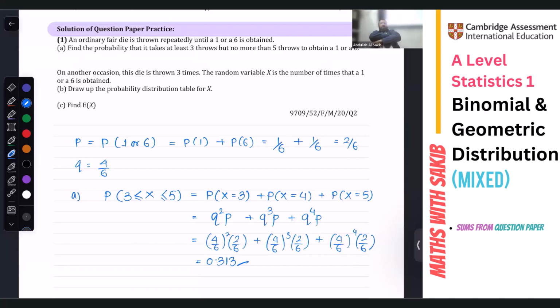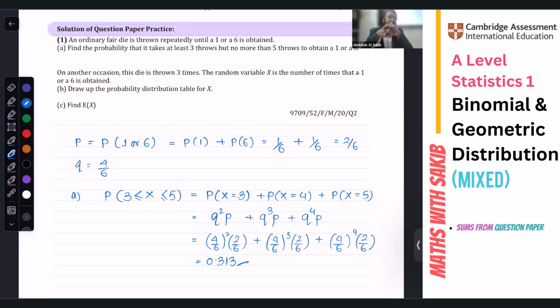So on another occasion, the die is thrown 3 times. Now the number of trials is fixed. That means from now on, it's binomial distribution. Now the question says the random variable X is the number of times that a 1 or 6 is obtained. So what is X? The number of times a 1 or 6 is obtained. That means a success is obtained. Clear? Draw the probability distribution table for X.